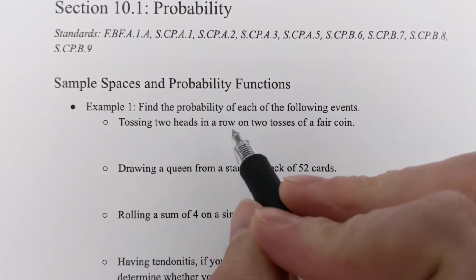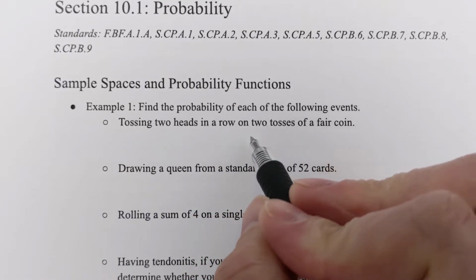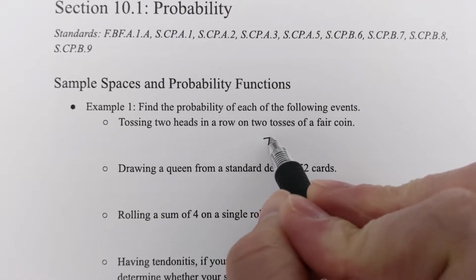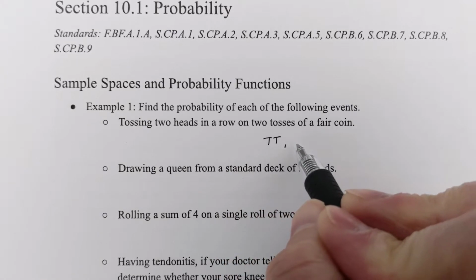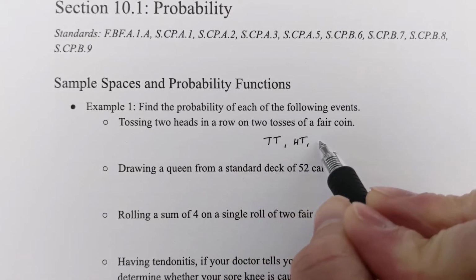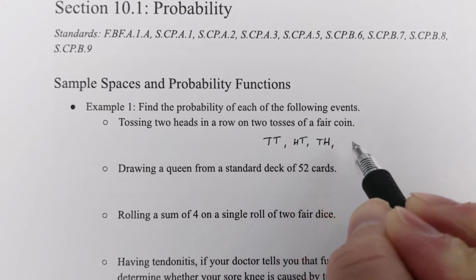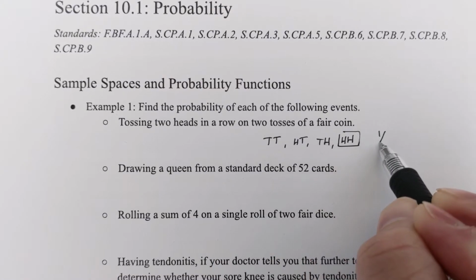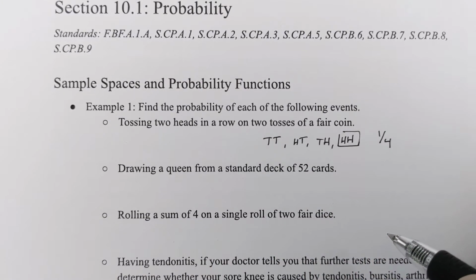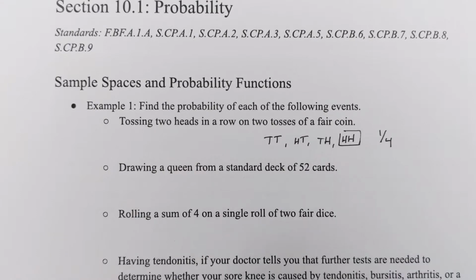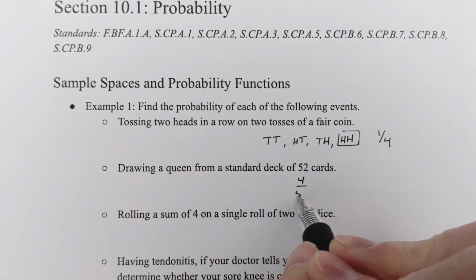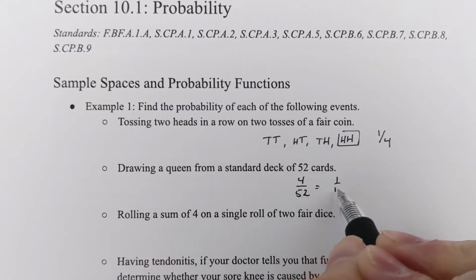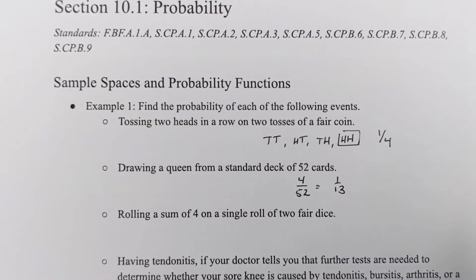So if I toss a fair coin twice, I could get tails, tails, heads, tails, tails, heads, or heads, heads. So 2 heads in a row is 1 out of the 4 possible options. So if we're drawing a queen from a standard deck of 52 cards, well, there are 4 queens in the 52 cards, so the probability is 1 out of 13.